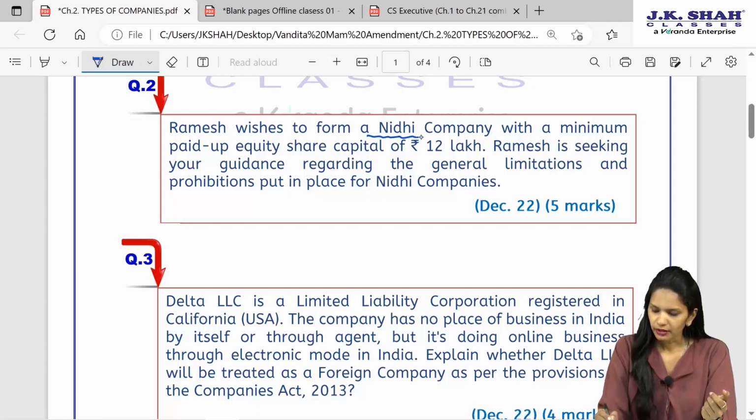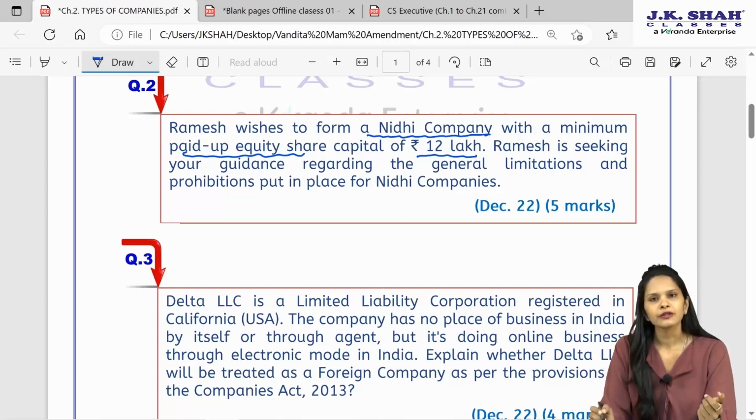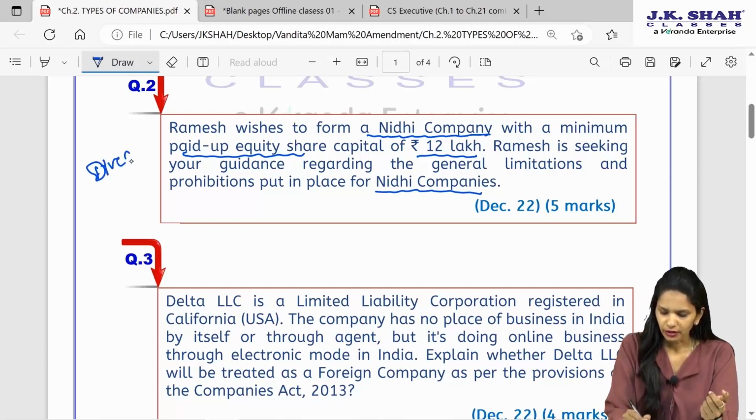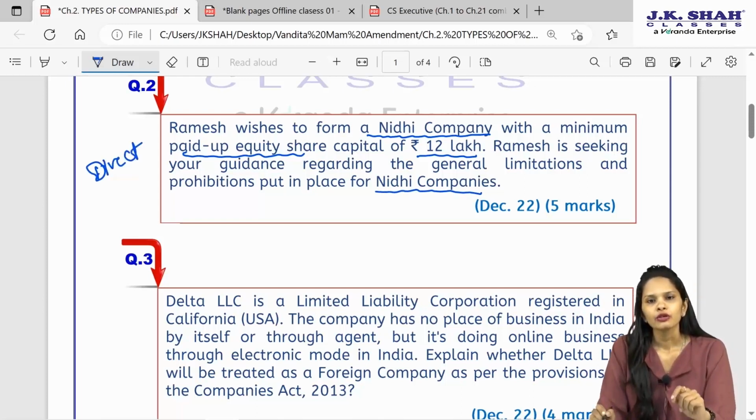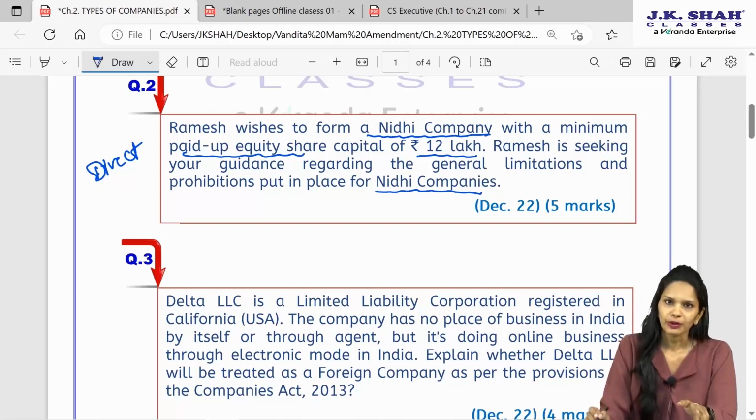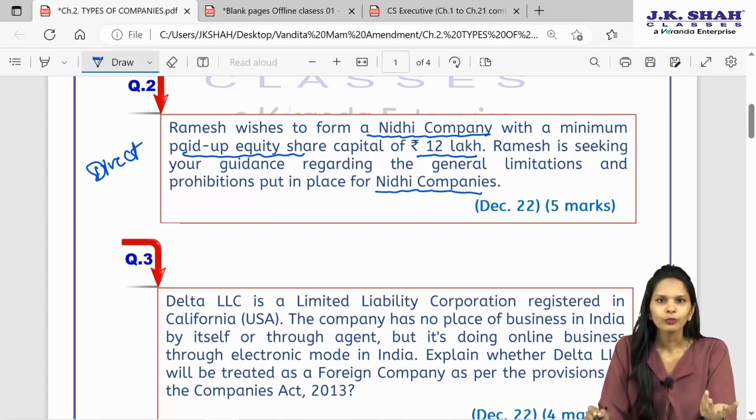Ramesh wishes to form a Nidhi company, okay, with minimum paid up equity capital of 12 lakh rupees. Now Ramesh is seeking your guidance regarding general limitations and prohibitions put in place for the Nidhi company. Now students, this is not a case study, rather this is a direct question. Okay, so in this, remember the new Nidhi company rules 2022, where the paid up share capital limit is minimum 10 lakh rupees and the net own fund limit is 20 lakh rupees. So over here, Ramesh wants to incorporate Nidhi company with minimum paid up capital of 12 lakh rupees. So it is as per the limit prescribed. I hope all of you understood.